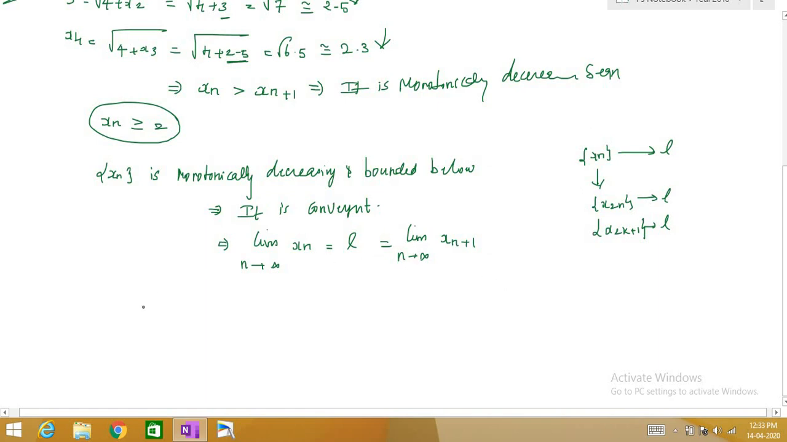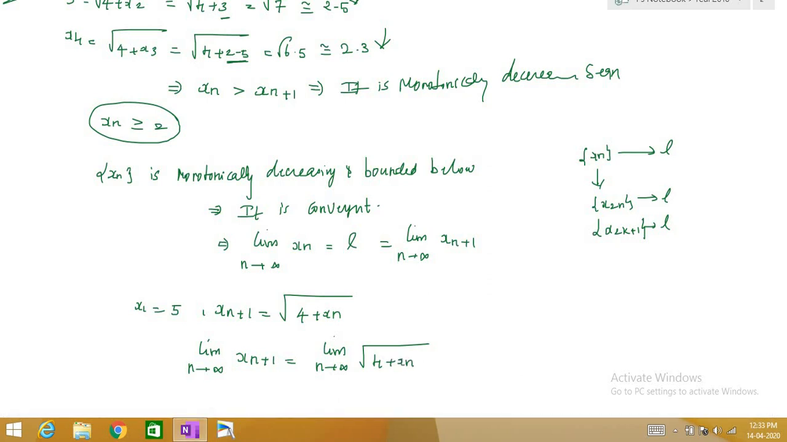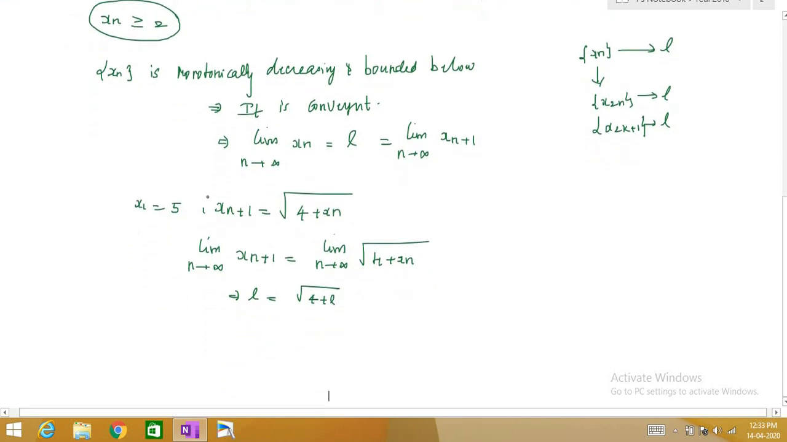So what is our sequence now? It is given that x1 is equal to 5 and xn plus 1 is equal to square root of 4 plus xn. This is our sequence. Now if I apply n tends to infinity here, we need to find the limit, right? So limit as n tends to infinity of xn plus 1 is equal to limit as n tends to infinity of square root of 4 plus xn. So if I bring the limit inside, we will have L is equal to square root of 4 plus L, right? So as n tends to infinity, this 4 will remain constant. So we will have 4 plus L.